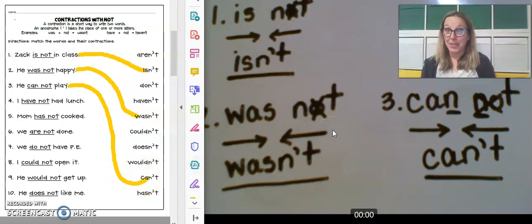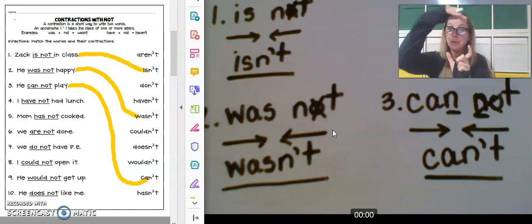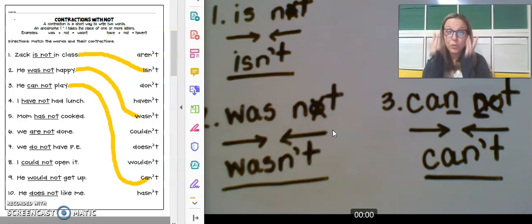And I'm going to stop there because I think now you've got a pretty good idea of how to take your two words, push them together, put that apostrophe in where the O would go, and come up with your contraction.